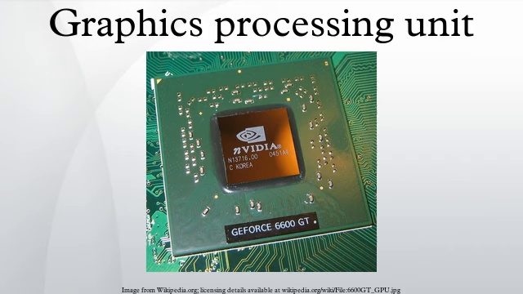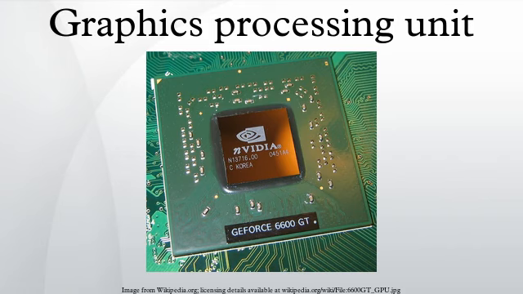A graphics processing unit, also occasionally called visual processing unit, is a specialized electronic circuit designed to rapidly manipulate and alter memory to accelerate the creation of images in a frame buffer intended for output to a display. GPUs are used in embedded systems, mobile phones, personal computers, workstations, and game consoles.